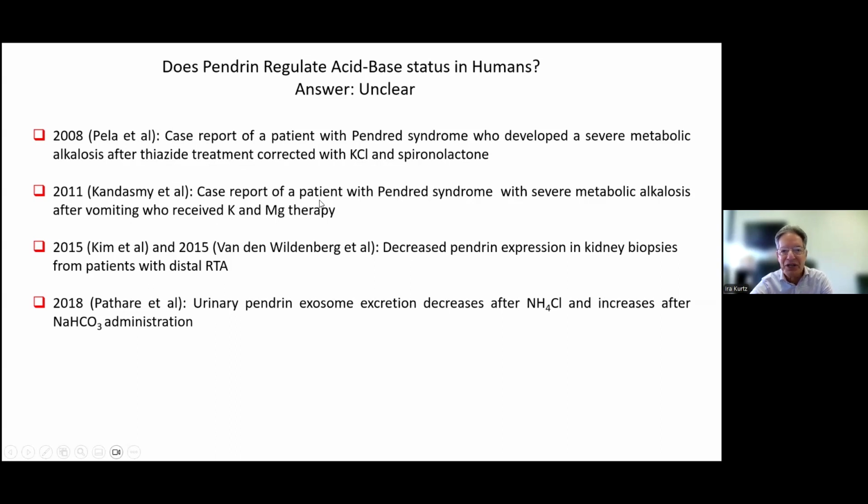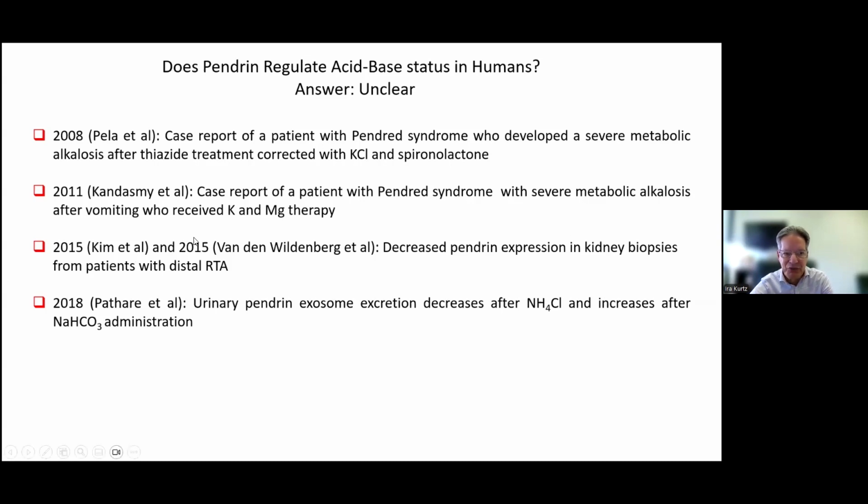And then in 2011, there was another case of pendrin syndrome with a very severe metabolic alkalosis just after vomiting. And again, the vomiting didn't seem sufficient to cause that severe elevation of bicarbonate. So again, the question is, when you have pendrin syndrome and you lose this transporter, perhaps all things that cause metabolic alkalosis are going to be exacerbated.